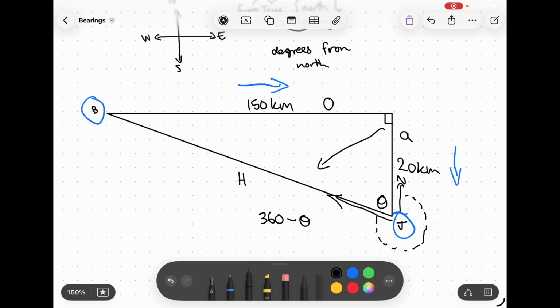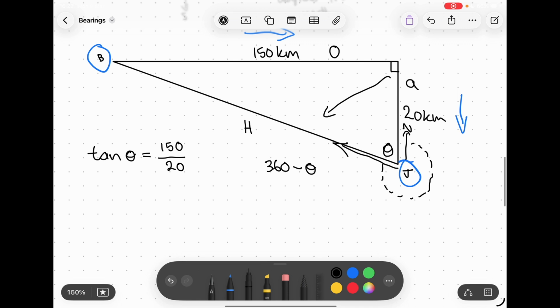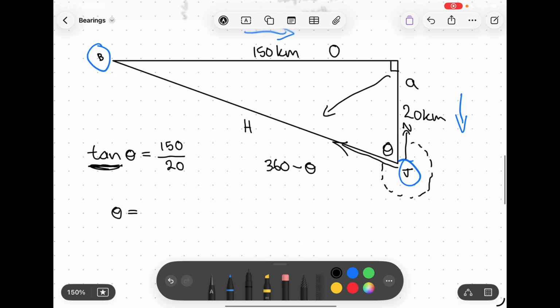So we have A and O, so tan of theta is equal to O over A, which is 150 over 20. So that means theta will be equal to, and we're going to have to remove this tan from the theta, so we do tan inverse of 150 over 20. So then we get theta is equal to 82.41, if we round to two decimal places.